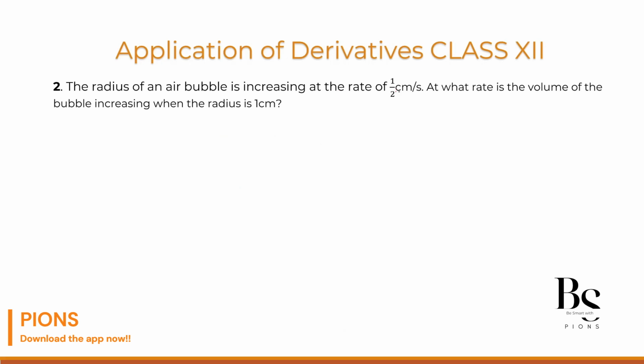Question number 2 says the radius of an air bubble is increasing at the rate of half centimeter per second. So dr by dt, as you can see, the unit is centimeter per second. Do we have to convert the centimeter into meter? No, this is not physics, we are doing maths, so we can leave our answer in terms of centimeters. If the radius is given in meters and the rate in centimeters, then you have to convert, but if both are in centimeters, that's fine. So dr by dt is half centimeter per second. At what rate is the volume of the bubble increasing when the radius is this?